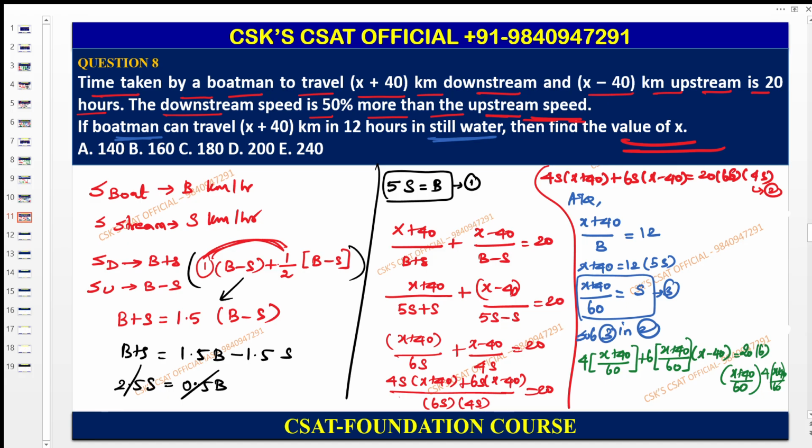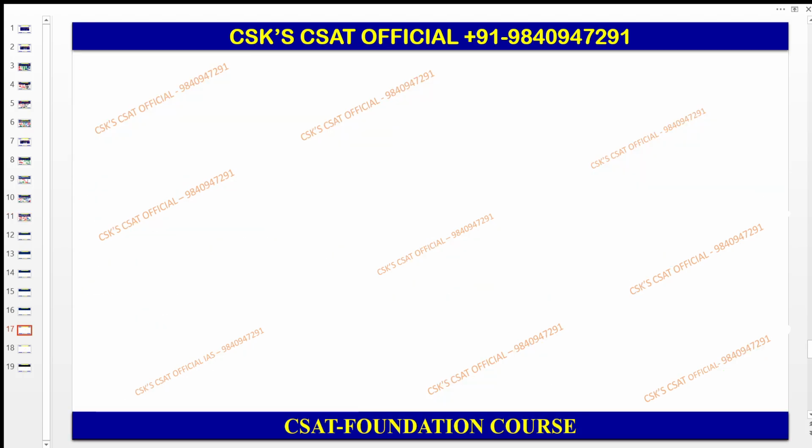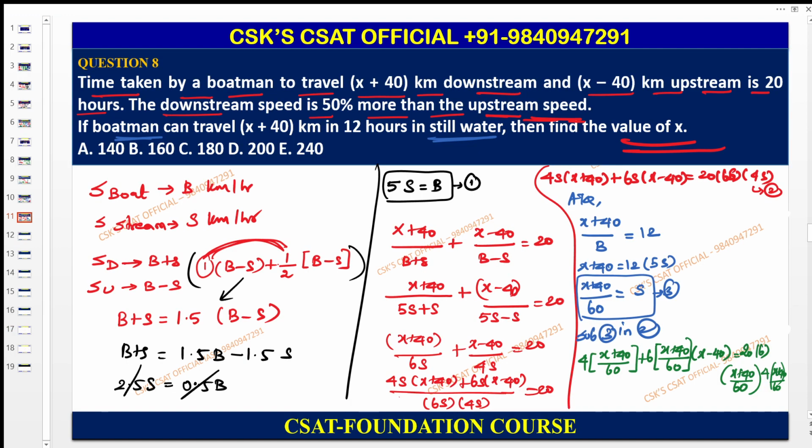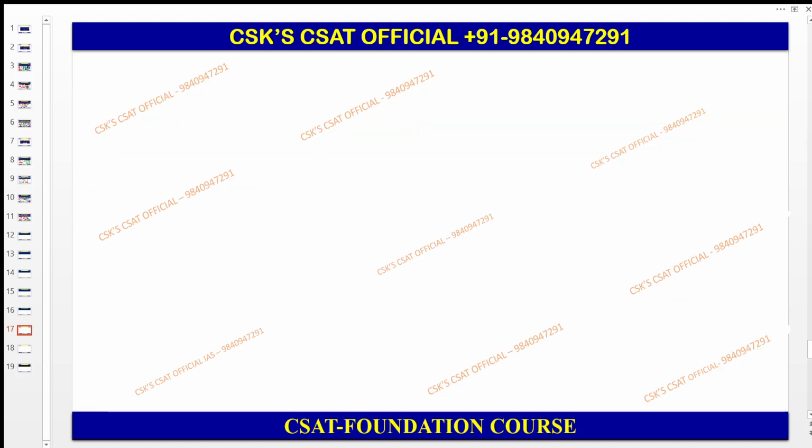If you are finding it difficult, you can modify this. Or else simply you can keep it as 5s in the denominator itself. Let me take this as s here. x plus 40 by, now try to understand, 12 into 5 becomes 60. Keep this as equation number 3.